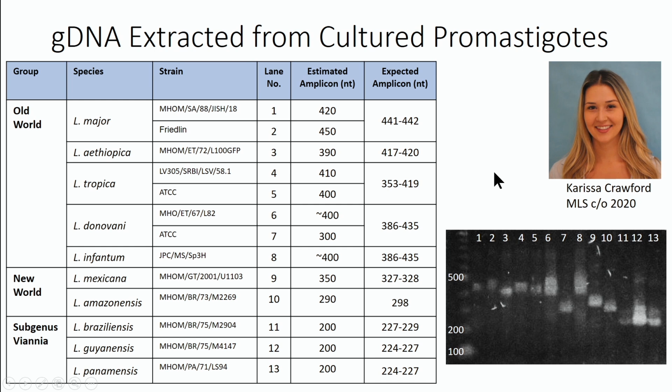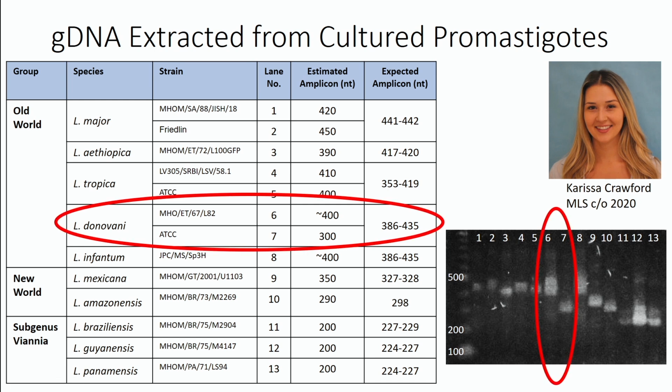But one of the things that I really thought was interesting was for this L. donovani species that we bought from ATCC, it's 300 bases when we amplified it out of the genomic DNA, when we amplified the mini exon gene. And that's significantly lower than we would expect.